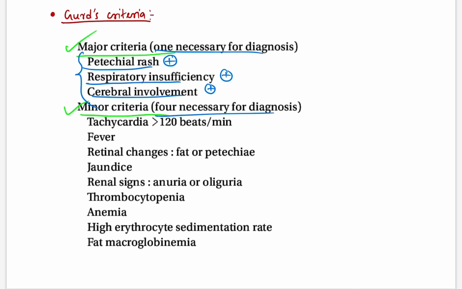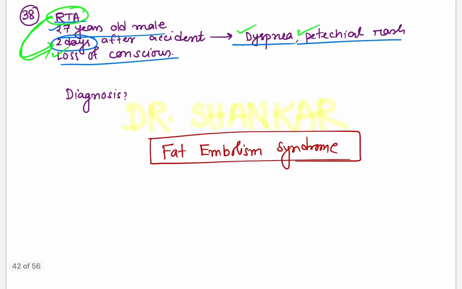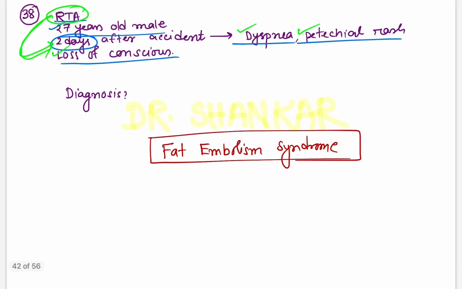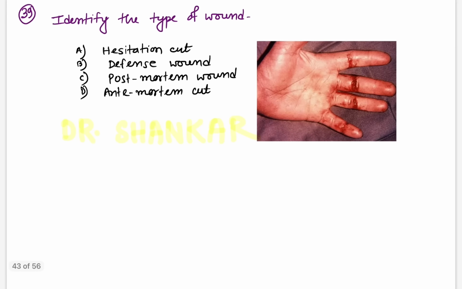Then minor criteria include tachycardia, fever, retinal hemorrhage, jaundice, renal sign, thrombocytopenia, anemia, high ESR, and fat macroglobulinemia. So these are the minor criteria. As the three major criteria are met following road traffic accident, after fracture of long bone, this fat embolism syndrome may occur. Coming to question number 39, identify the type of wound.